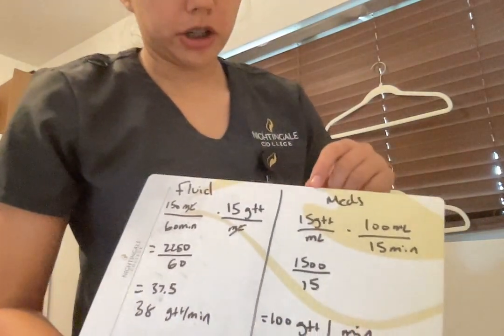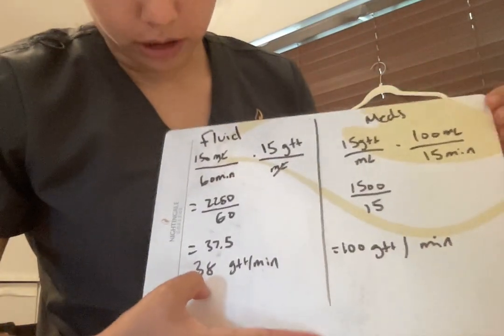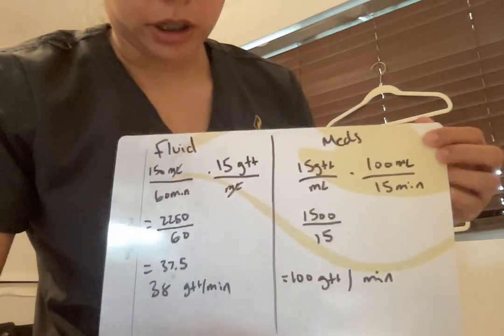I am in my uniform, name badge, no nails, and hair is up. Here are my equations for the fluid and medication I'll be administering, which is penicillin to a female patient. I have 38 drops per minute for the fluid, 100 drops per minute for the medication.